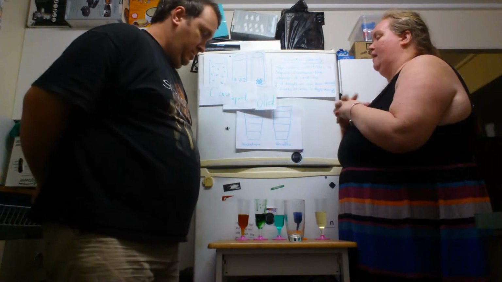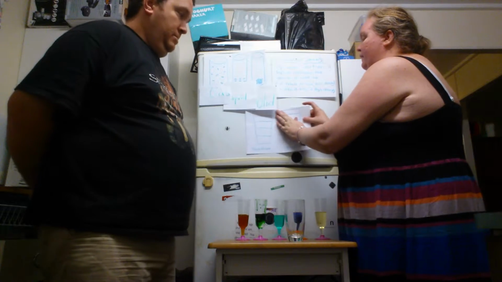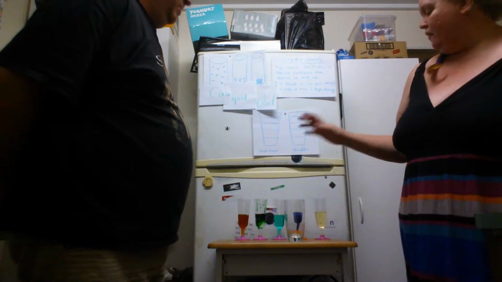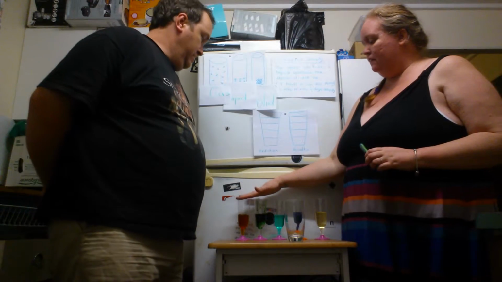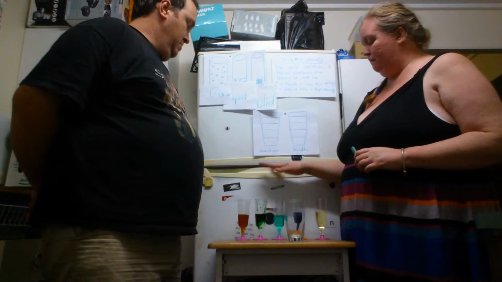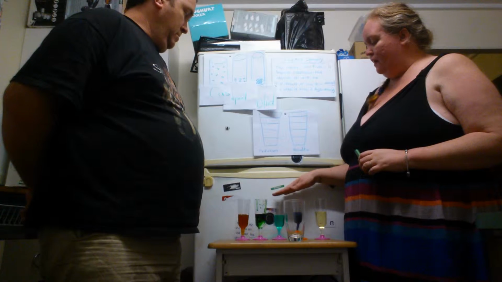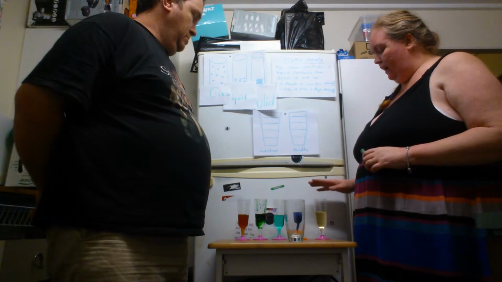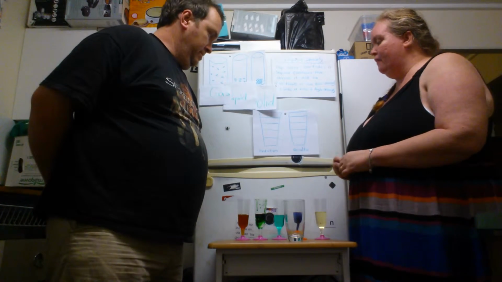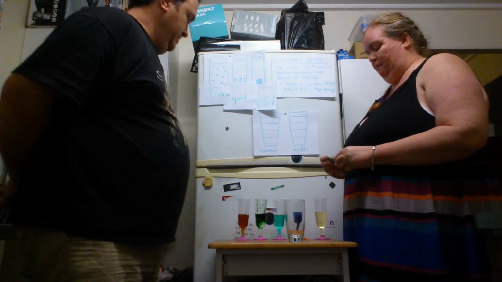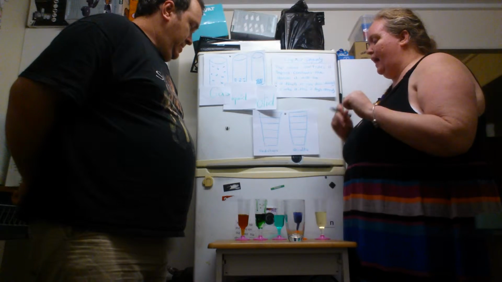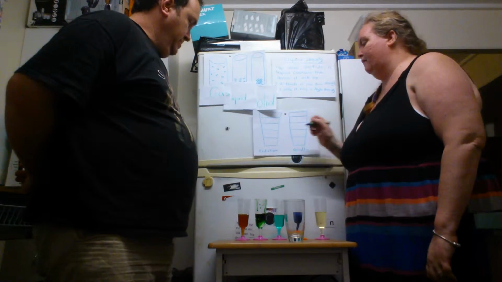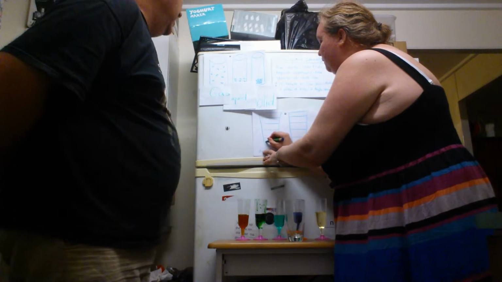It's a higher density. Okay, so we've got some things here we're going to use. We've got honey, corn syrup, dishwashing liquid, water, which I've coloured, and some oil. Which one do you think is going to sink to the bottom? Which one's going to have the particles closest together? The honey. So you can put the honey on the bottom? Yeah.